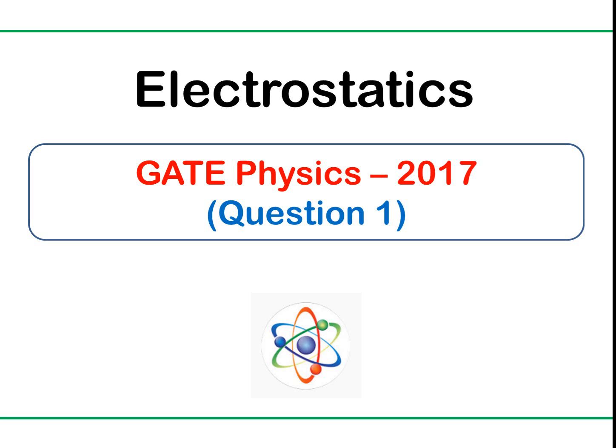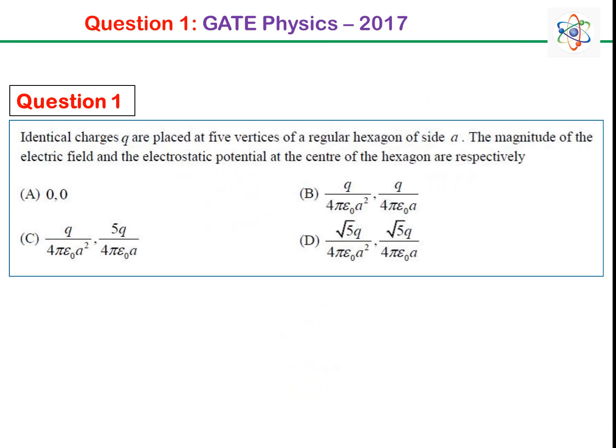Hello friends, today I am going to talk about question number 1 of GATE Physics 2017, and this is an electrostatics based question. So the question looks like this. Identical charges Q are placed at 5 vertices of a regular hexagon of side A, and we are asked to find out the magnitude of the electric field and the electrostatic potential at the center of the hexagon. So we are given 4 options, so we have to choose one of the 4 options.